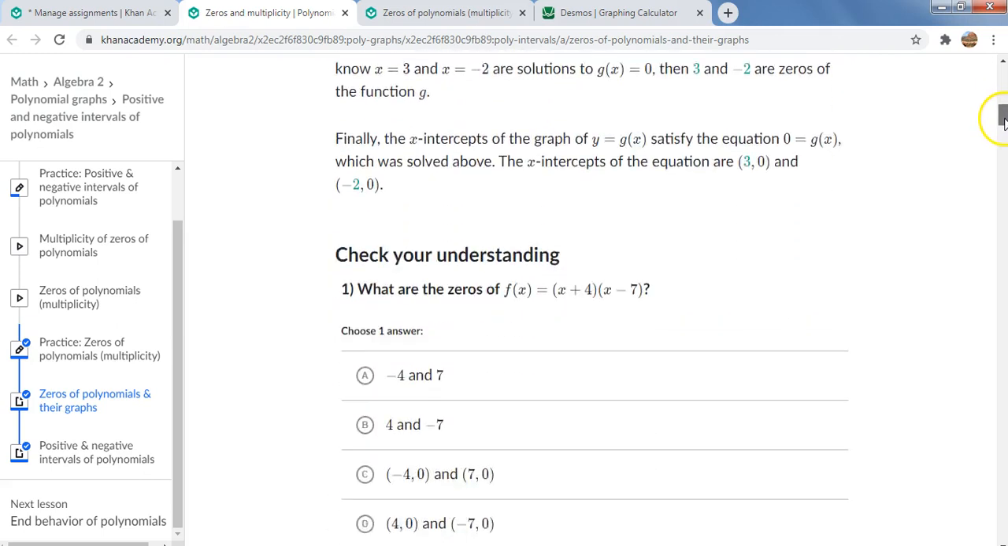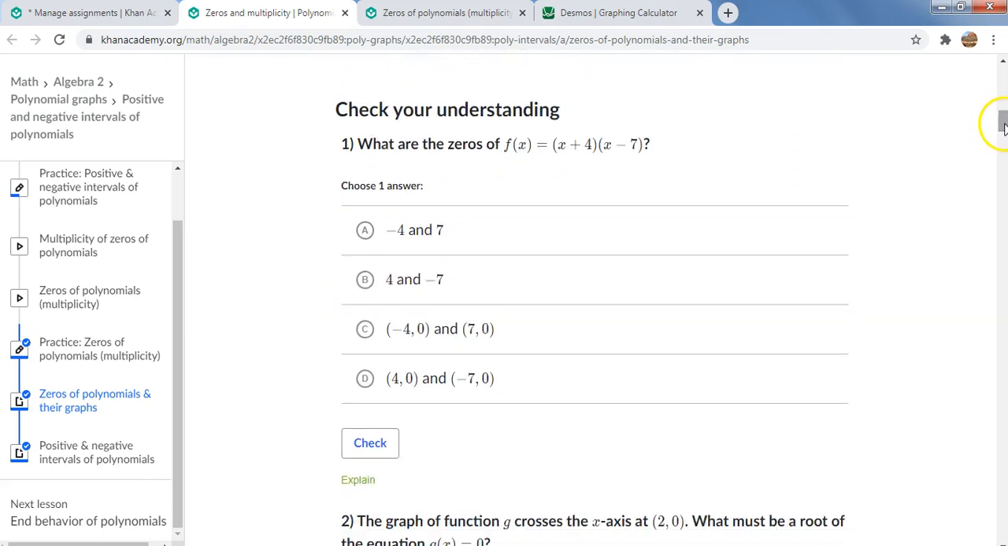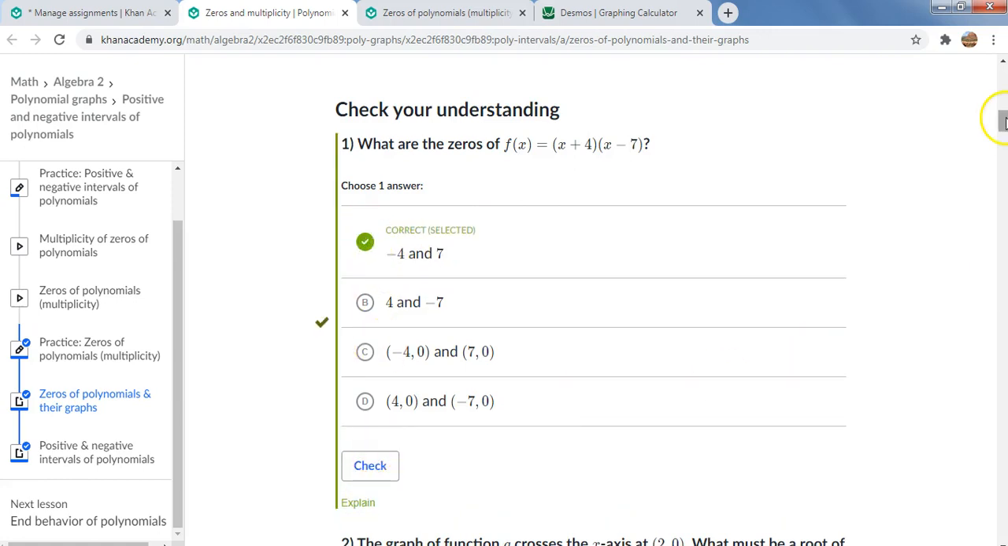Scroll down. All right, so right here, if we wanted to find our zeros of this quadratic, you just figure out what number you would plug in there to make it equal to 0, and what number you would plug in there to make it equal to 0. So a -4 and a 7. Those are the numbers that make the zeros of the function.